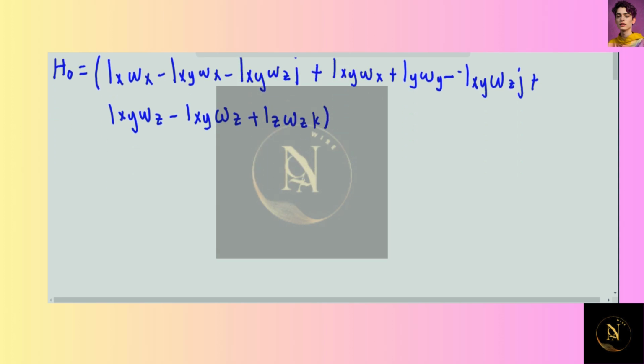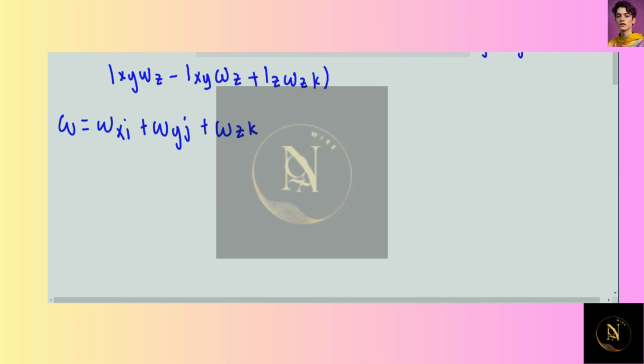And next we'll write out the equation for the angular velocity. So that's just going to be the X component I plus the Y component J plus the Z component K. So we can now write that h of O times the angular velocity is equal to the angular momentum h of O dot the angular velocity vector.